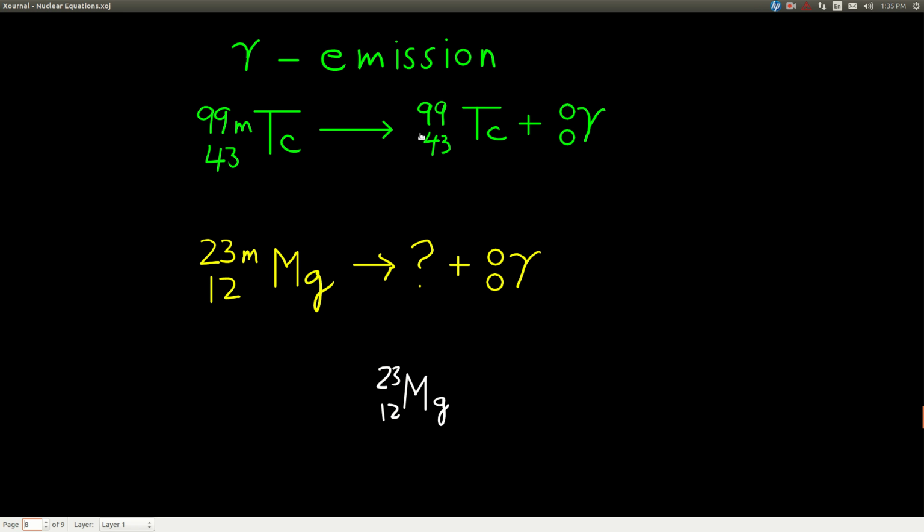And what it does is it gives off energy in the form of a gamma ray. So when you see a little m over here, that stands for metastable, and that tells you that what's going to happen is it's going to produce a gamma ray and the more stable isotope. Notice the mass number and the atomic number don't change here. It's just going from metastable to stable. So let's see, magnesium-23 metastable is going to produce what plus a gamma ray? Well, you just take the little m off, and it's magnesium-23 that it produces.